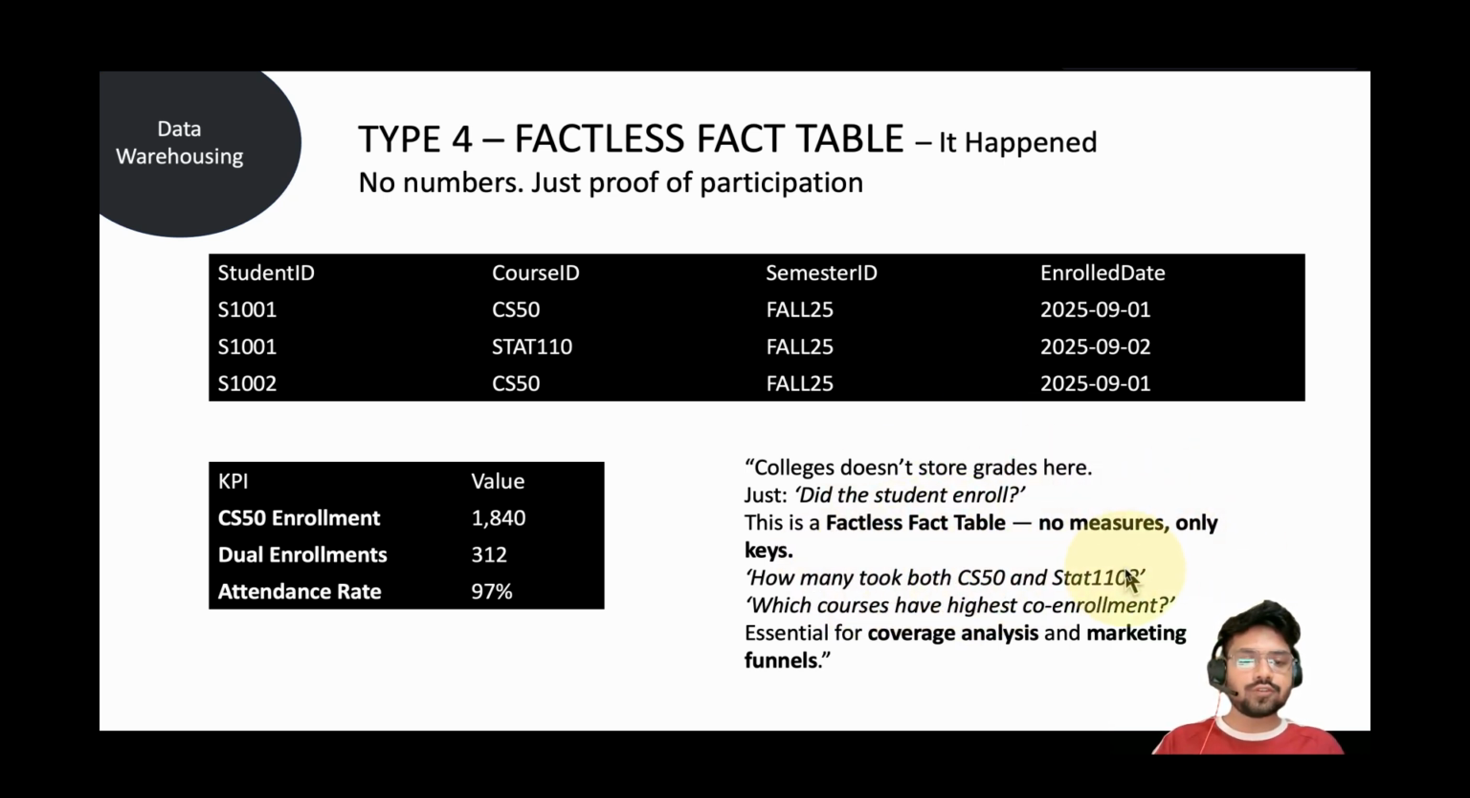How many took both CS50 and Stat 110? If we want to find out these types of results, then we can simply use these factless fact tables. Which courses have highest co-enrollment? So this is a particular type of fact table where there is no number, just a proof of participation, yes or no. Or if we need to find out the details, that is how many took both CS50 and Stat 110, these are just examples. So this is also a kind of fact table that we use in our data warehouse.